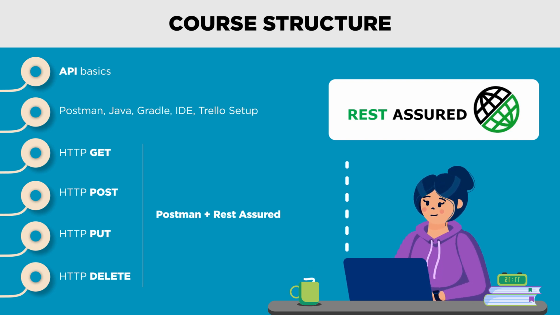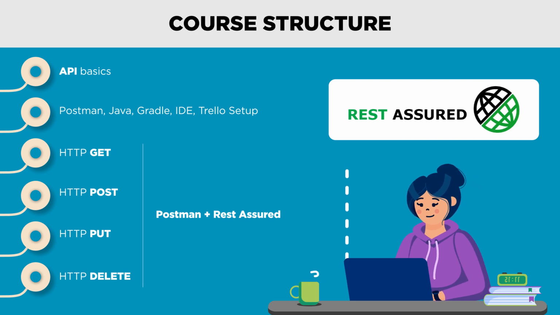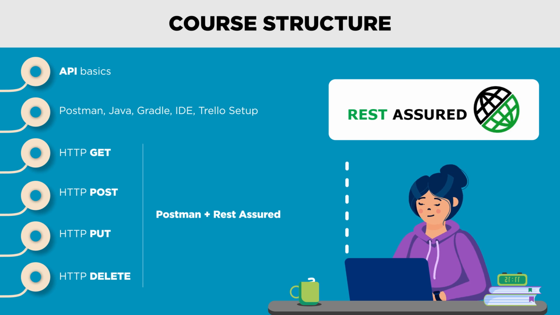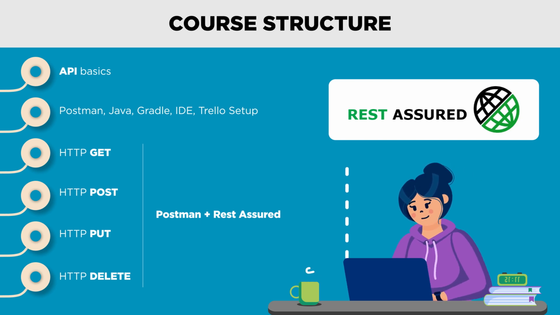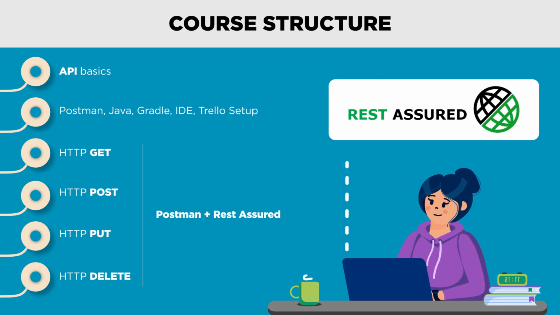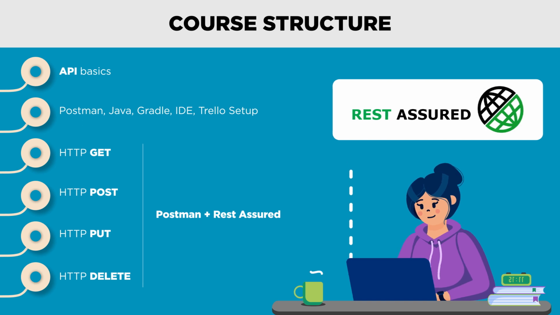Each lecture with HTTP method testing in Postman will be followed with a practical coding example. Each practical coding example means that all the interactions with Postman will be duplicated as Java code in RestAssured. Gradually, we will have a big test automation framework set up and ready for Trello's API health checks.